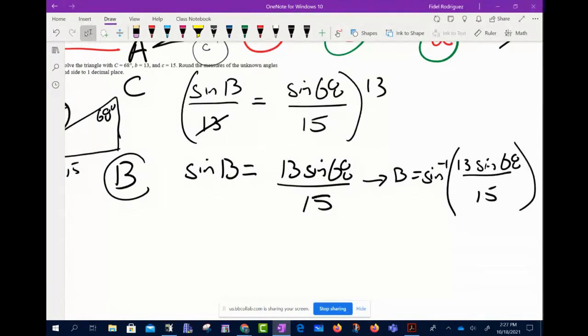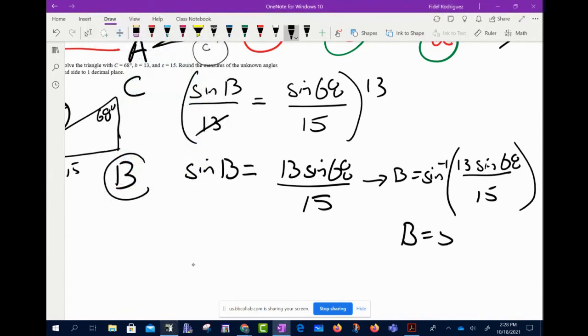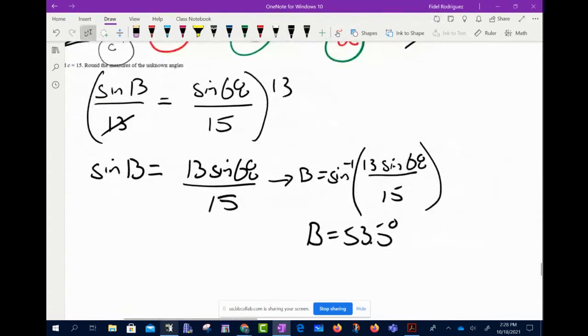So let me do that on my calculator. I'm going to go second, sine inverse of 13 sine 68 degrees. Remember, I need to close those parentheses, then divide by 15 and close the parentheses there as well. The angle B that I'm coming up with, y'all, is 53.5.